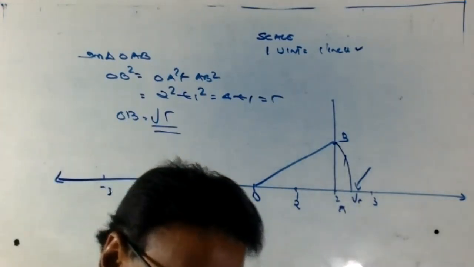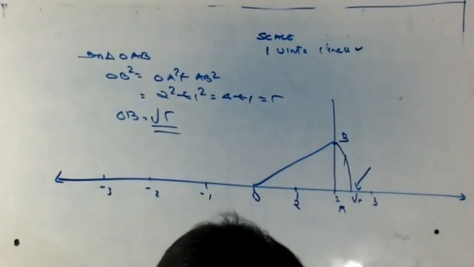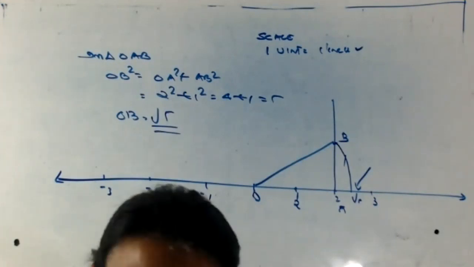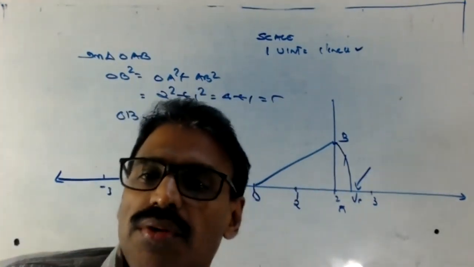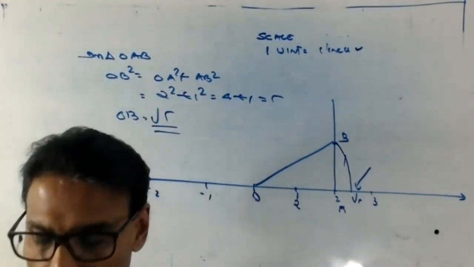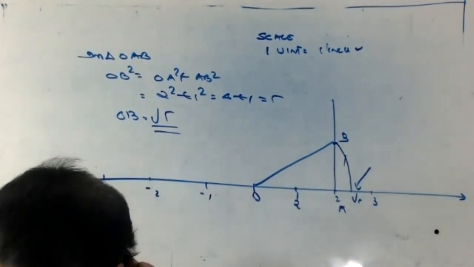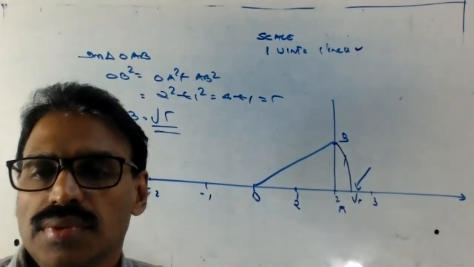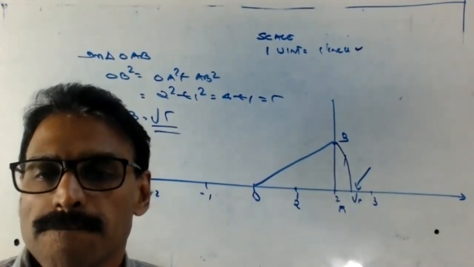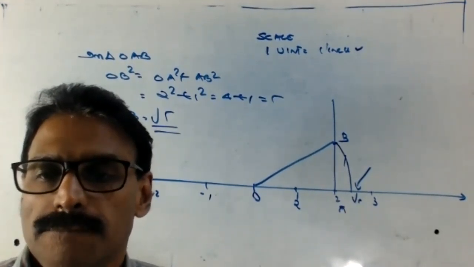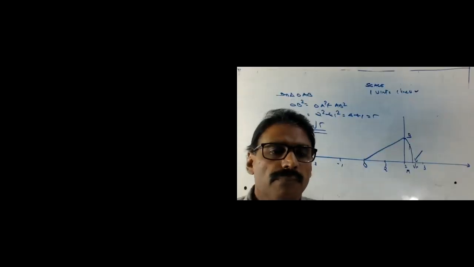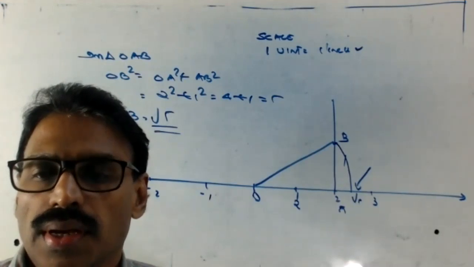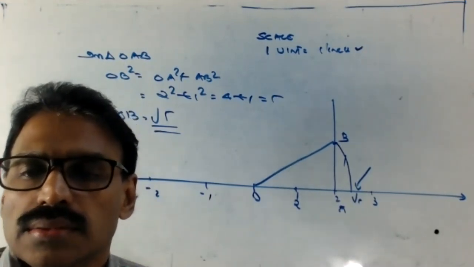So root 5 is clear now, right? And you have a doubt in root 5. Yeah, your school is very rich. DPS is very rich. Okay, and GIS.